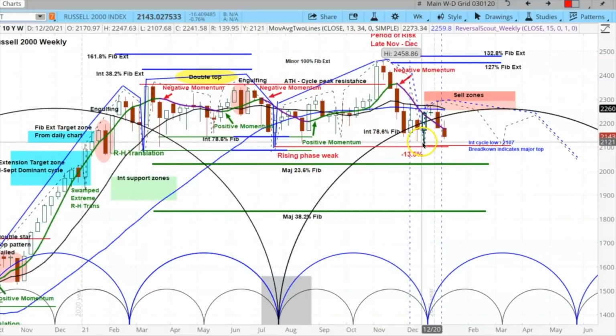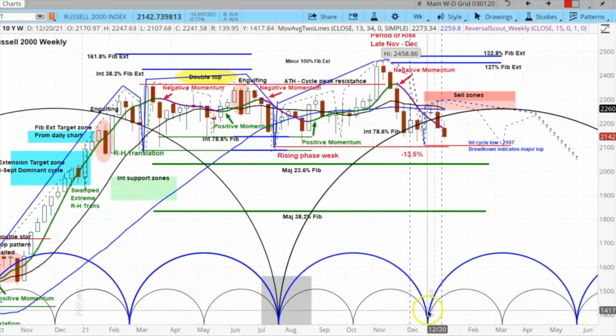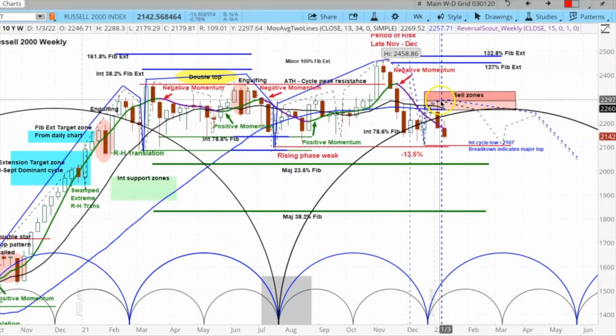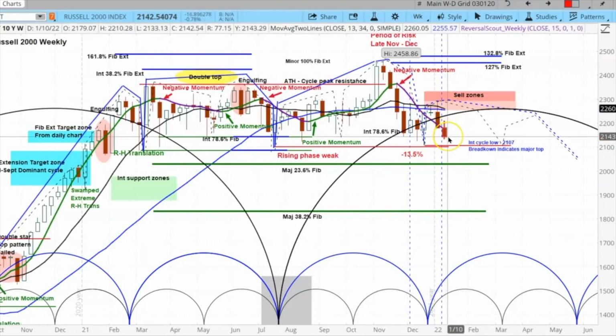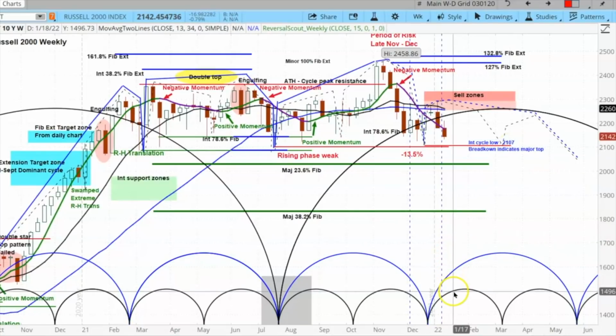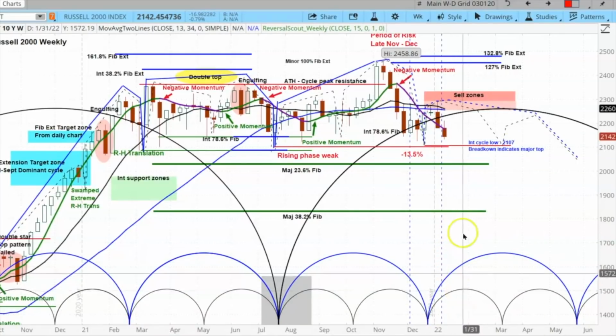So that low right over there on that cycle, and you could see the nesting of the minor and the intermediate right there, was at 2107. It rallied up here into the sell zone and bullseyed that and began to pull back. If it breaks under 2107, it is going to say that all of these cycles are pointing to the downside, and that would point to a collapse.